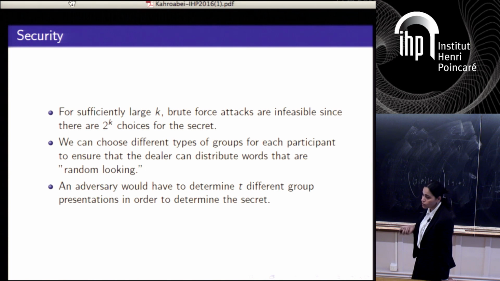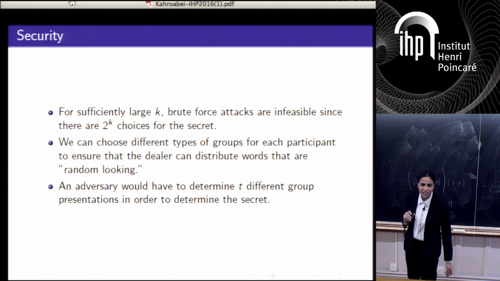Yes? How big are the shares? So you have to send all the vectors. How big are the shares? Yeah, in terms of, your secret is one element of Z_p, so it's log p bits.